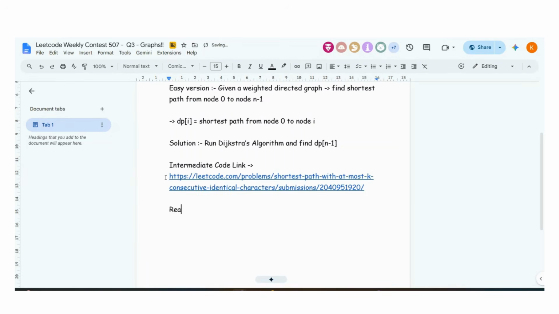Now we will deal with the real question. Same as before, same as before, but the path from node 0 to node I should be good. Earlier, any path was alright, but now we want only good paths with minimum weight. What is the meaning of good path?